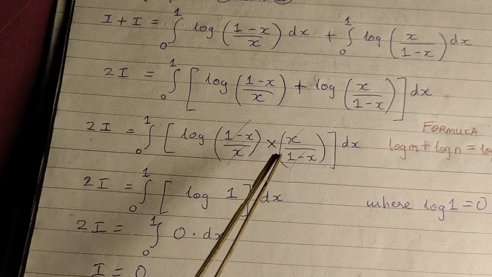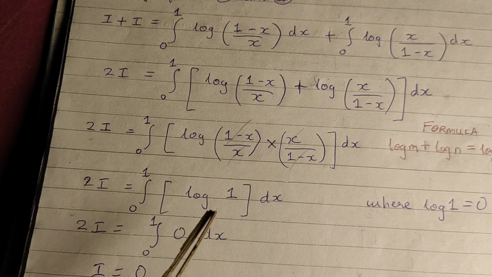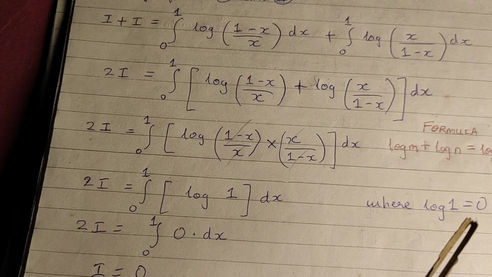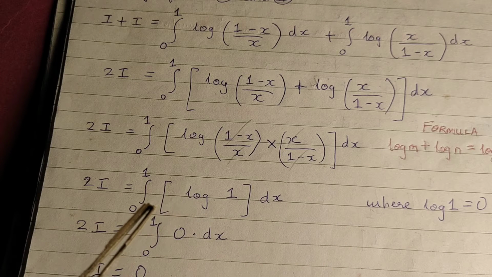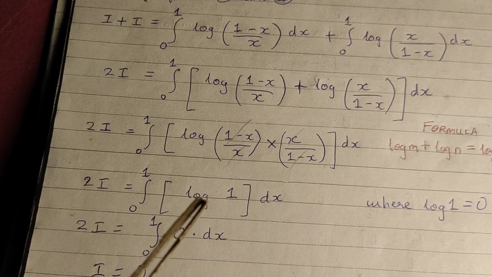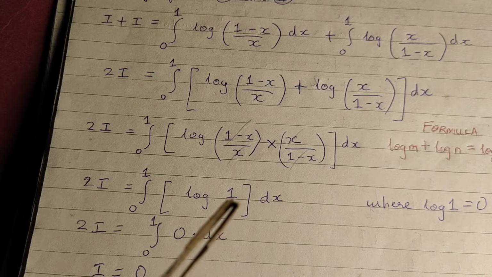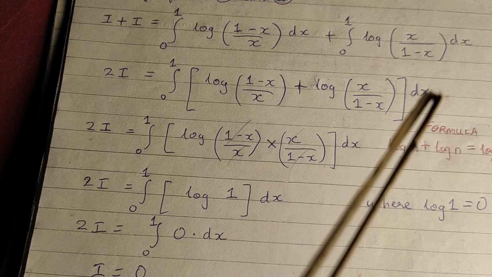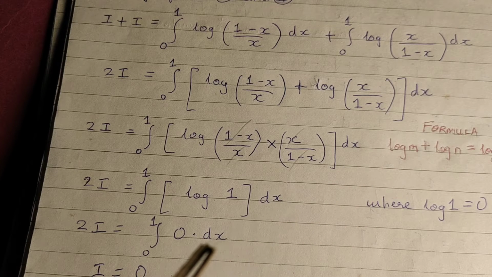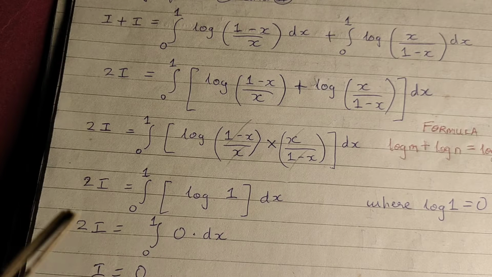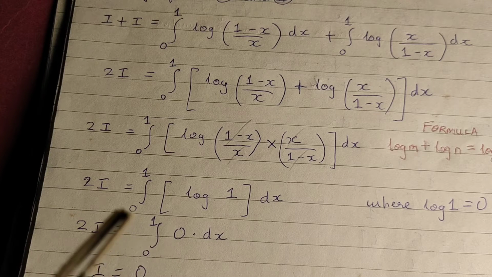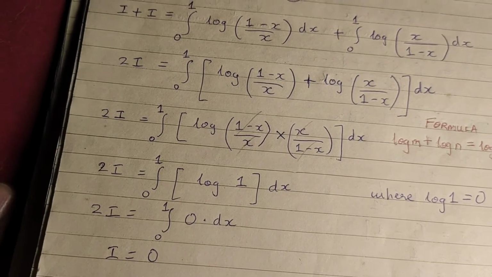In this place we'll get 1. Okay, and log of 1 is 0. So for the integration, log 1 we say it as 0. This you need to remember, log 1 is 0. So here you will put 0 into dx. Dx is there outside the bracket, so dx has to be brought down. And integration of 0 is always 0 itself, so you will be getting I as 0. So we have got I is equal to 0.